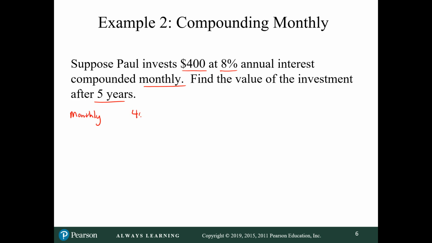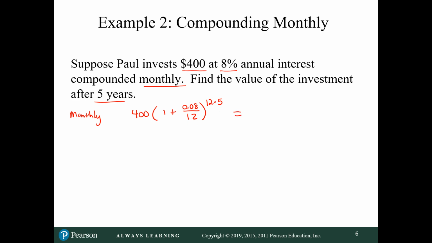So it's 400 times 1 plus 0.08 divided by how many months are there in a year? 12, to the 12 times 5 power. 12 times per year times 5 years. So it's being compounded 60 times. But you take the interest rate and you divide it by 12. But taking it to the 60th power makes up for dividing this by 12.